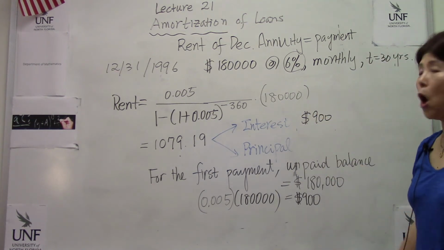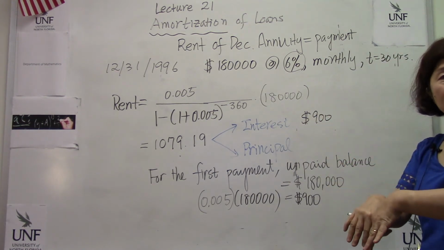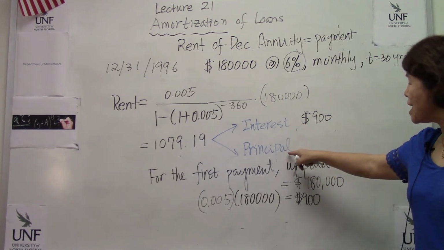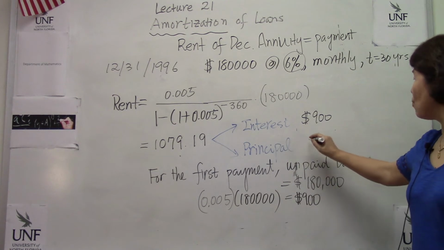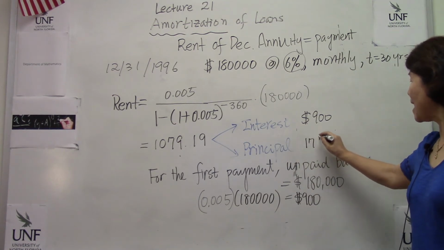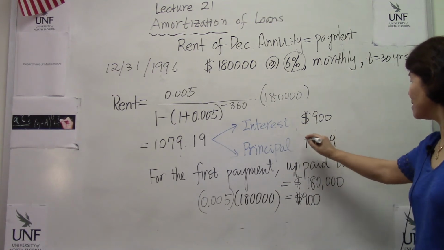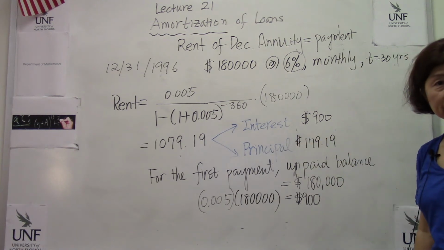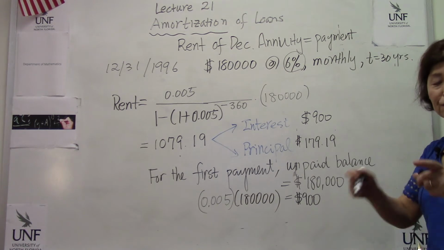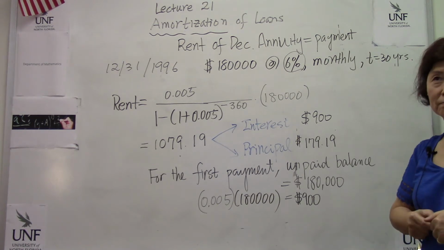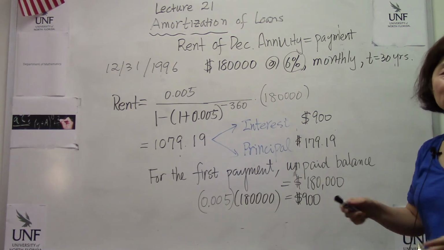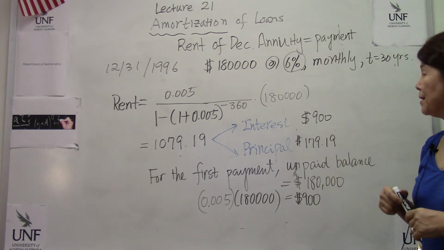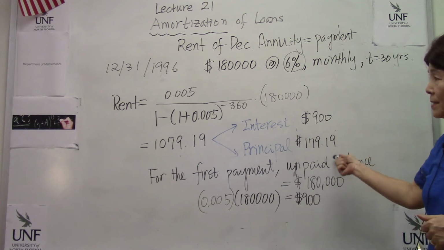In other words, almost all the money you paid went to the bank's profit. How much is left? Well, that is $179.19. That one goes to cancel your debt. Yeah, this is a very upsetting part, but that's how we calculate, and that's how all the loans are calculated. Okay, get the concept?